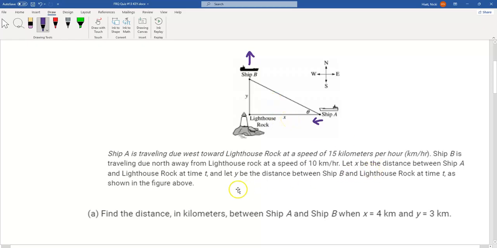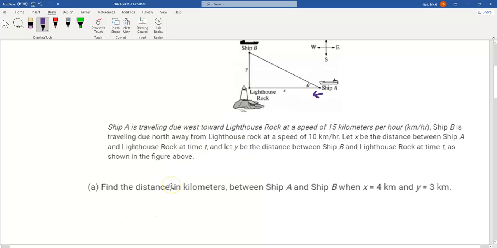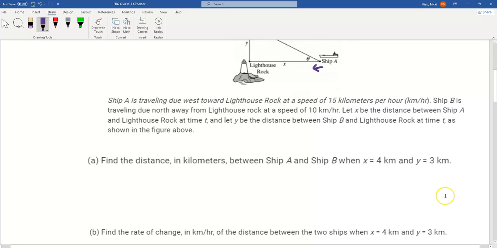At time T, let Y be the distance between ship B and the lighthouse rock at time T, as shown in the figure above. We are supposed to find the distance in kilometers between ship A and ship B when X equals 4 and Y equals 3. This is an old question. They would probably not ask this as a separate question anymore because there is no calculus in this question. They're not asking you about rates of change here, right?